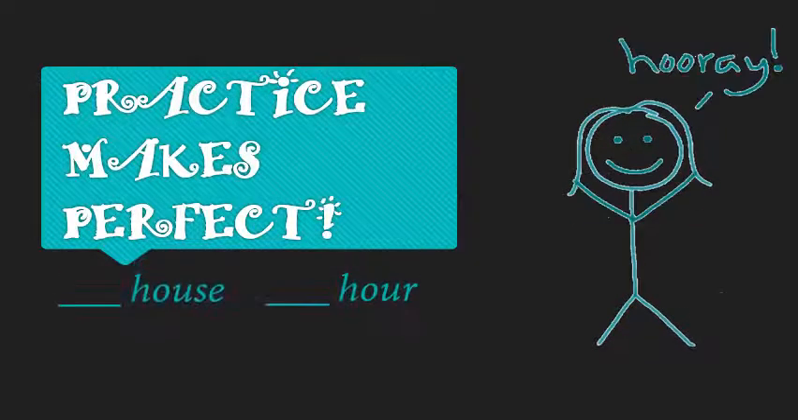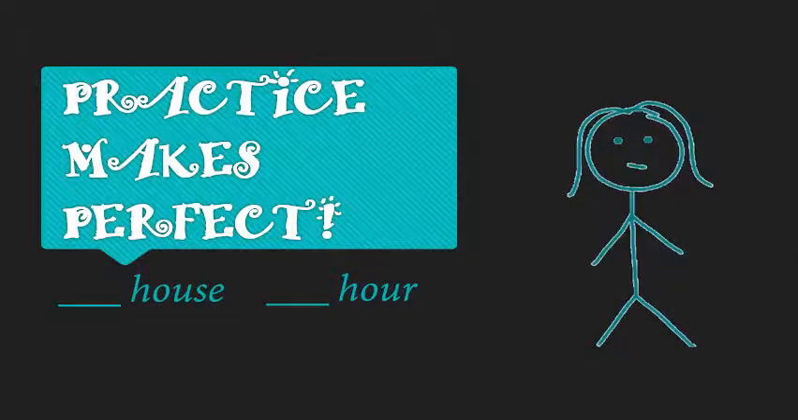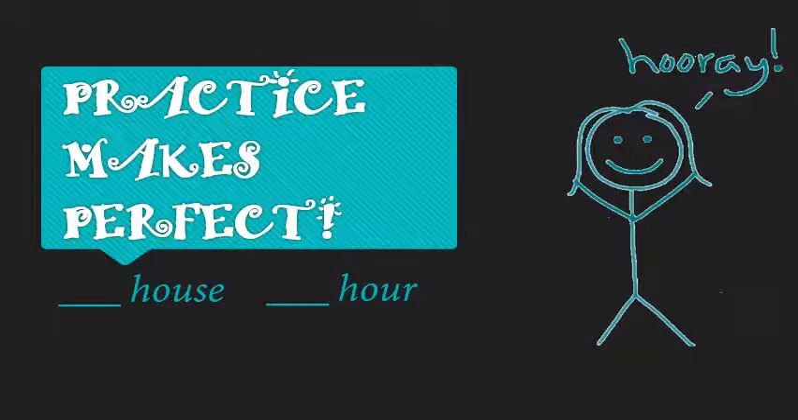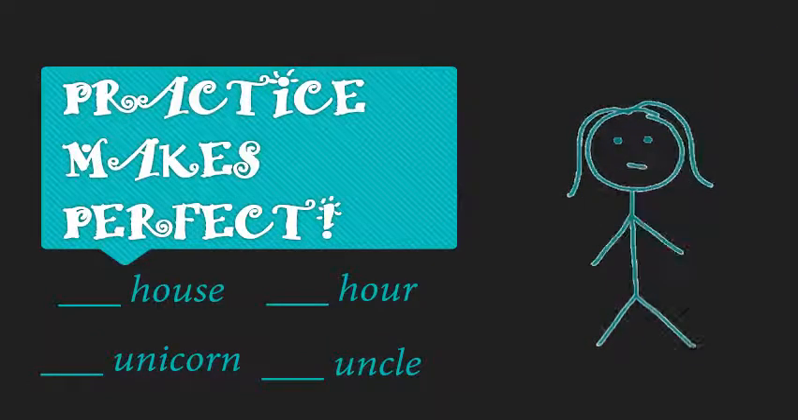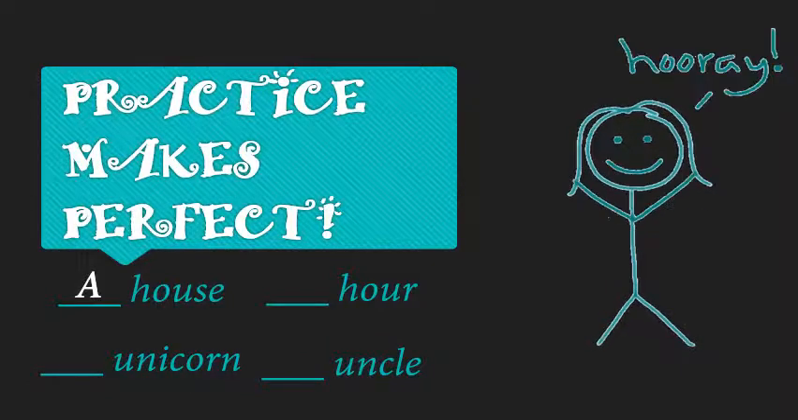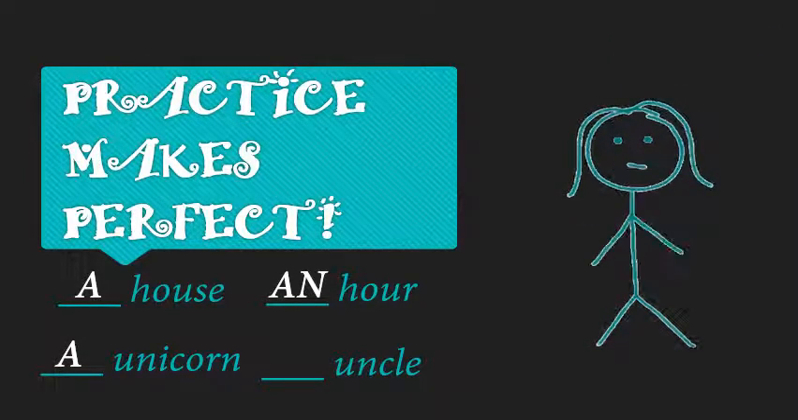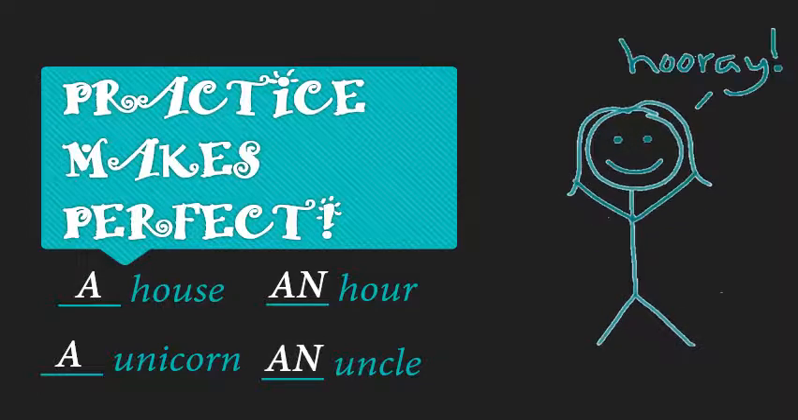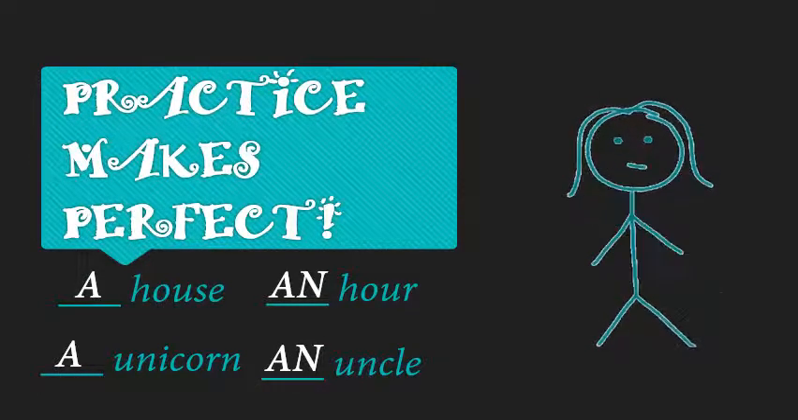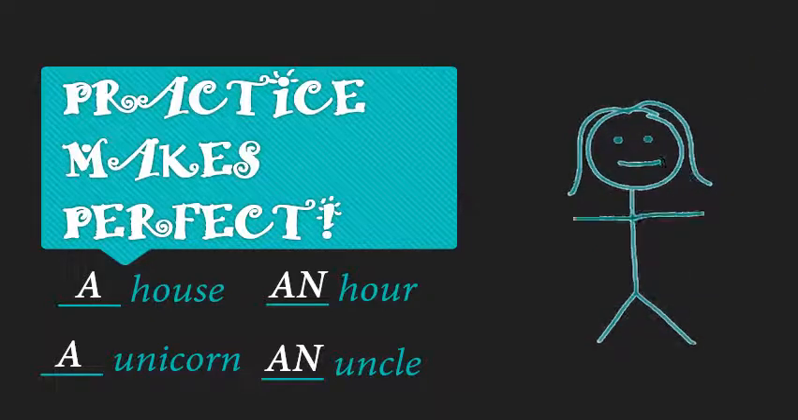Okay, first of all, let's see if you remember, when do you use "a" and when do you use "an"? Okay, house, hour, unicorn, uncle. A house, a unicorn, an hour, because I don't pronounce the H, an uncle. Okay, so a unicorn, an uncle.